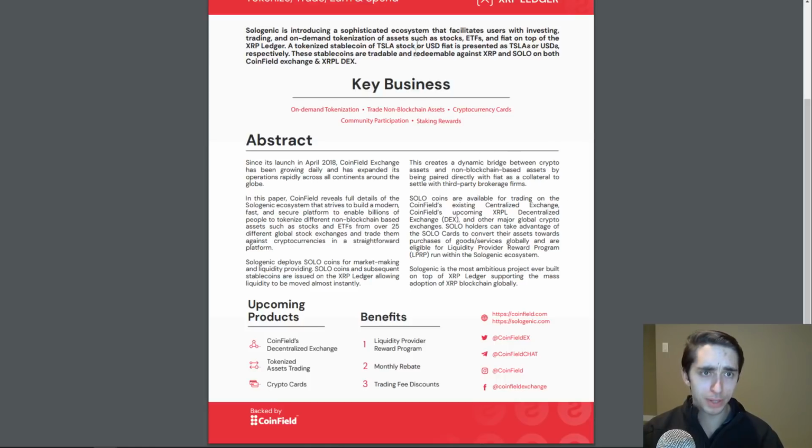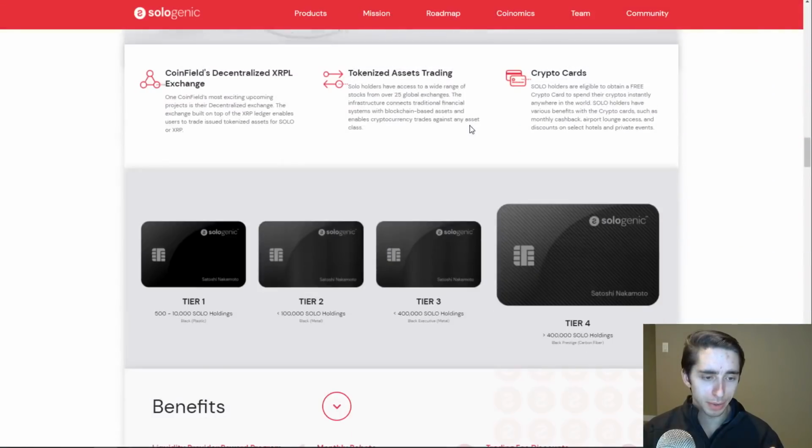But there's a lot of other products that they're offering here through Sologenic. When they launch, they're going to be able to not only offer the decentralized ledger, where you can do the decentralized exchange on the XRP ledger, but you'll also be able to get crypto cards. So we've seen a lot of debit cards enter the crypto space, but we haven't seen a lot that come with a really nice lineup of benefits. And Sologenic has a pretty nice lineup here.